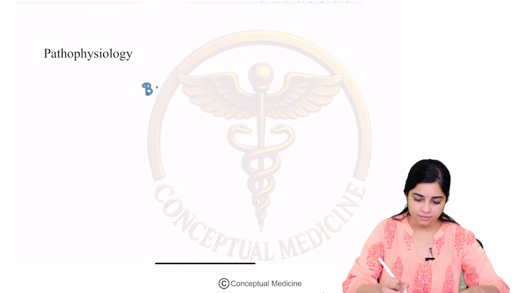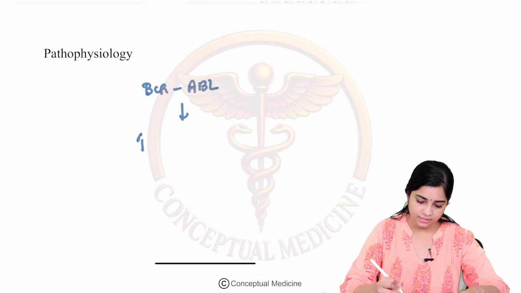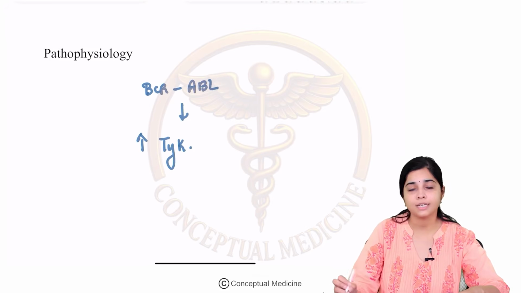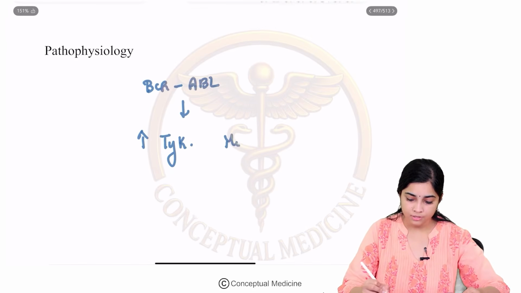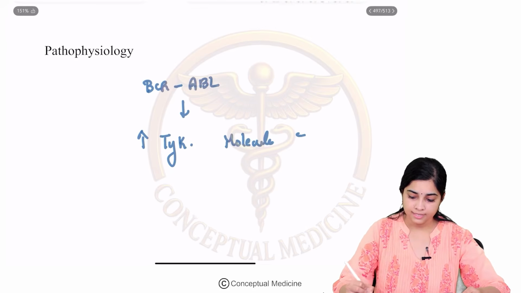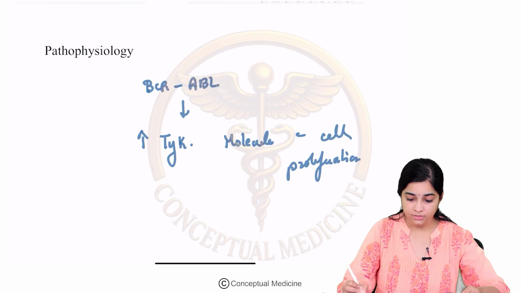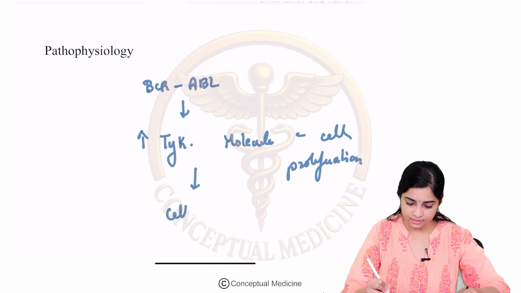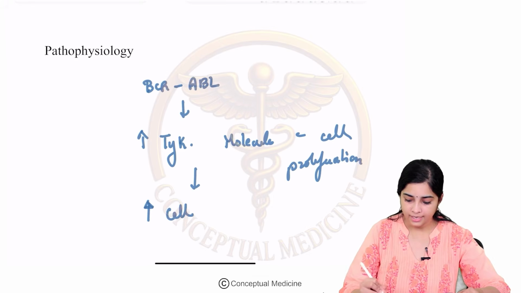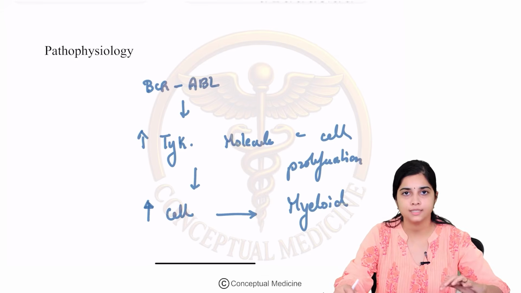When there is a BCR-ABL balanced translocation, this results in an increased amount of tyrosine kinase activity. Tyrosine kinase is a molecule which helps in cell proliferation. There is constitutively increased expression of tyrosine kinase and hence there is increased cell proliferation, and this is what results in increased production of myeloid precursors and it results in CML.